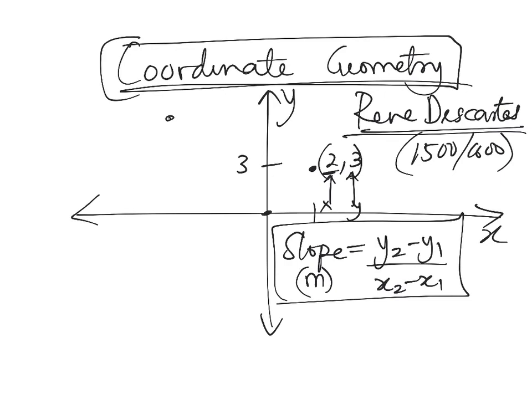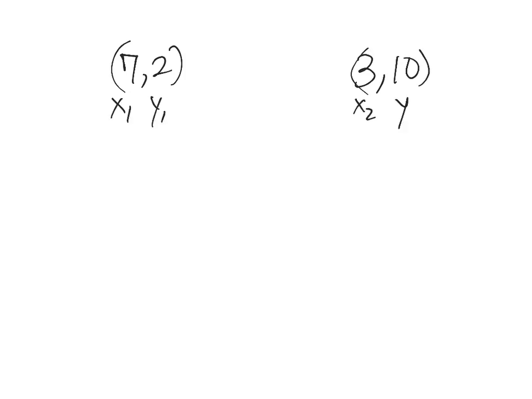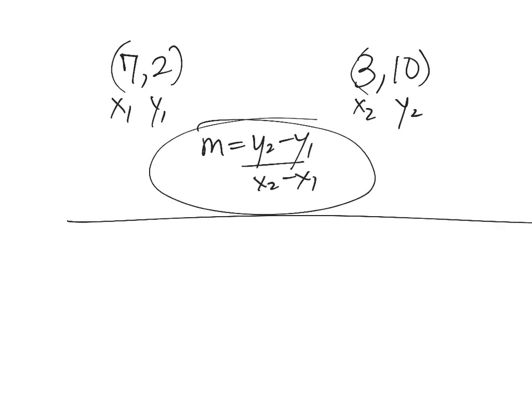So if you had two different points, you just label one of them as x1, y1 and label the other one as x2, y2. And that's how you find the slope. So I'm just going to use a different set of numbers. So let's say they ask you to find the slope of these two points. You basically label this, and you plug it into this formula, y2 minus y1 over x2 minus x1. That's how we find the slope.